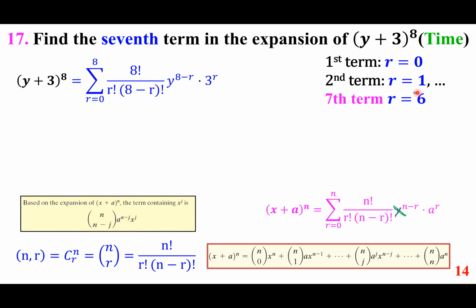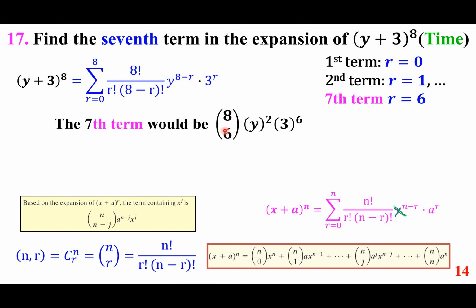So we have combination of 8, 6. That's the idea. y to the power of 8 minus 6, 8 minus 6, 3 to the power of 6. So you have 8, 6, or you can write 8 factorial over 6 factorial times 2 factorial. That's what it is. This or that, right? According to this. And now, to simplify this, 2 factorial is simply 2.